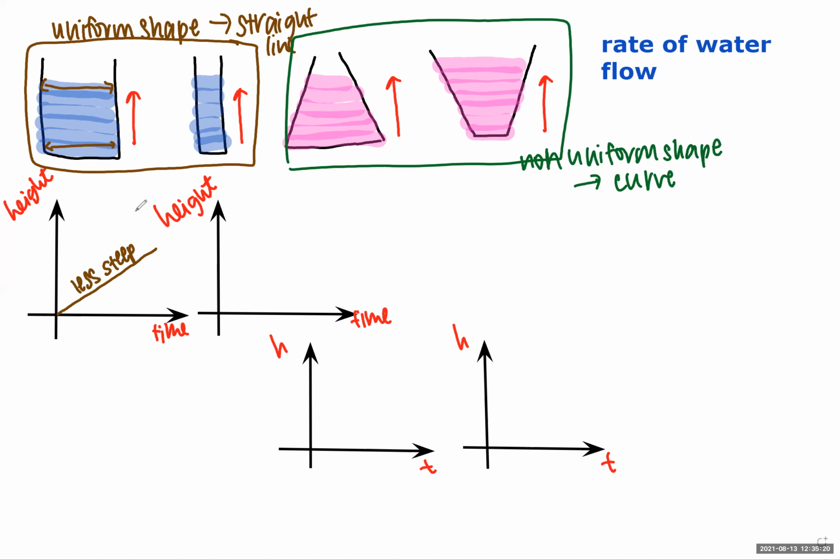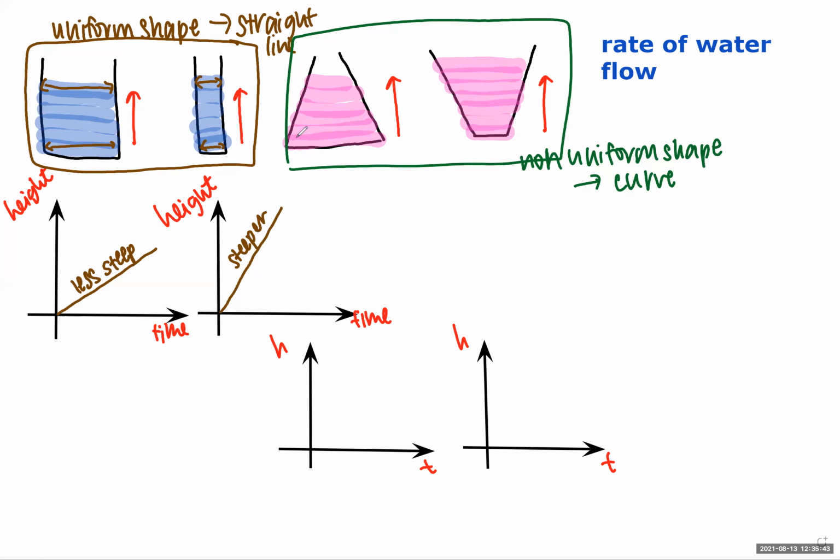Compared to this skinnier one, the bottom part and the top part is also the same, it's uniform shape, but because it's a slimmer vase, the water flow is going to be steeper and it's going to be faster compared to the one on the left. Next up, let's do the one in green.